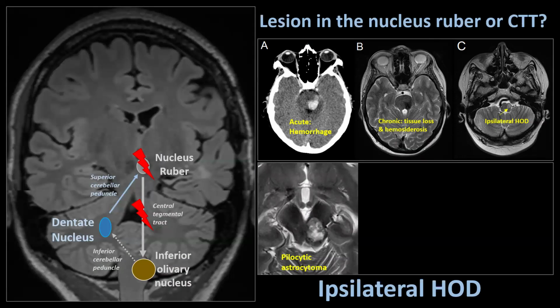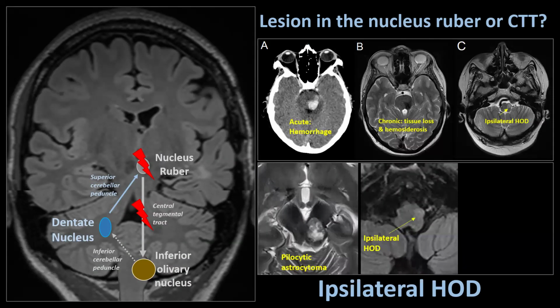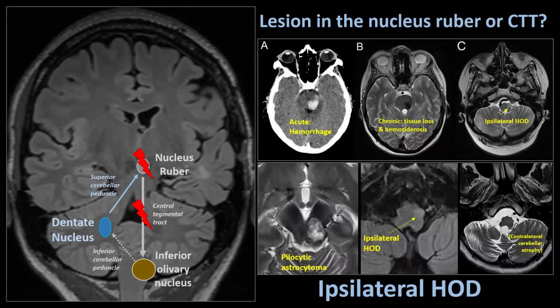Here's another example. This is a patient with a tumor in the midbrain. It's probably involving the red nucleus, and the patient had an ipsilateral hypertrophic degeneration, and also, which can often be seen, atrophy of the contralateral cerebellar hemisphere. And why is that? Well, this information is then relayed to the contralateral cerebellar hemisphere. So this is probably also a form of Wallerian degeneration.